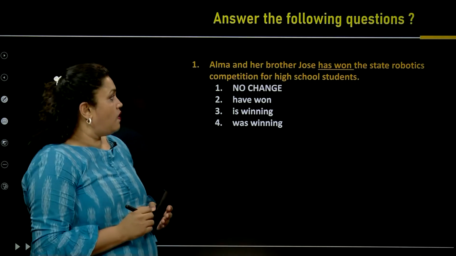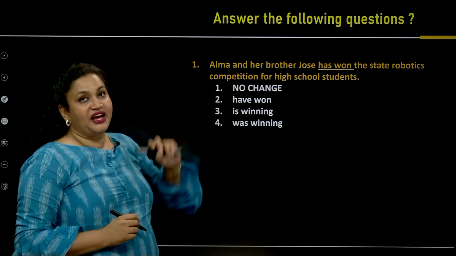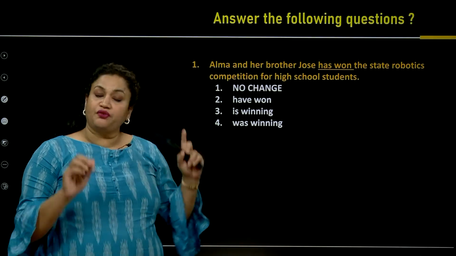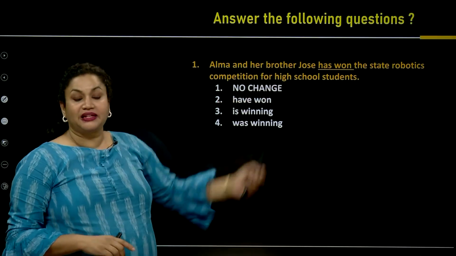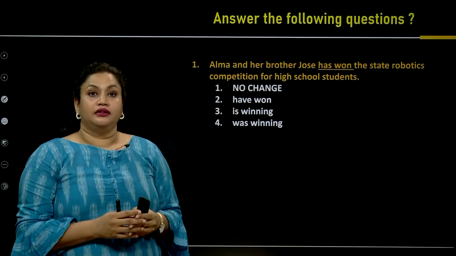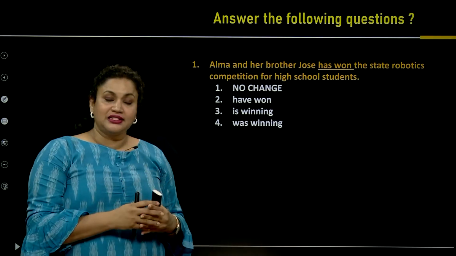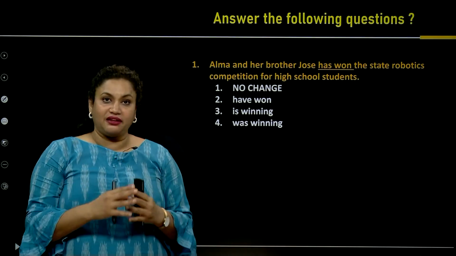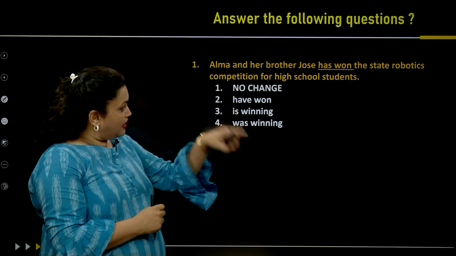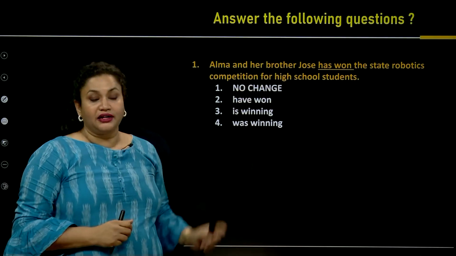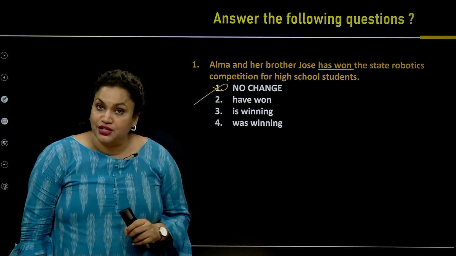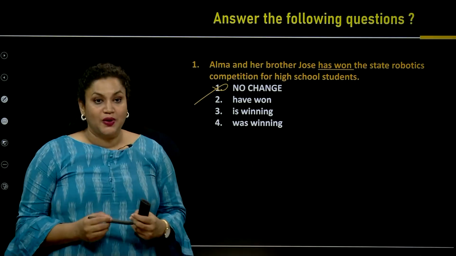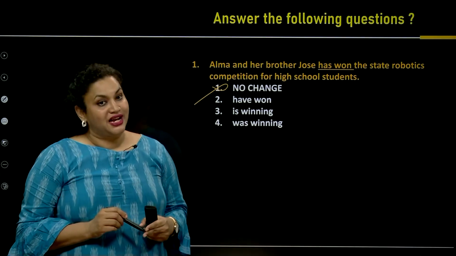Okay, now, Alma and her brother Jose. So we have two people here. Therefore, has is basically singular, perfect tense, like has a car, that means it's singular in usage. Therefore, we cannot have that. Therefore, we cannot have no change as an option at all. Let's go to the next one and check which one is the right answer.